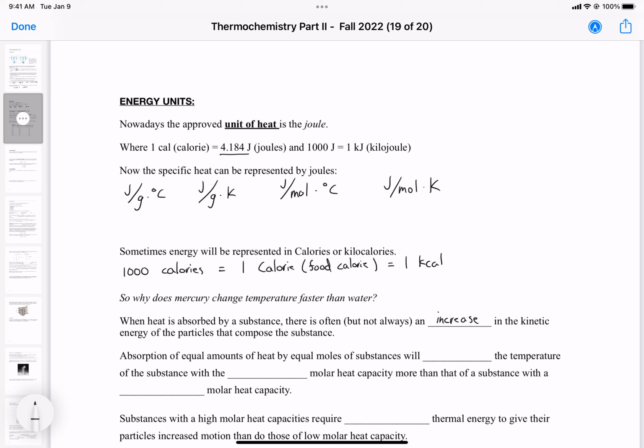All right. So absorption of equal amounts of heat by equal moles of substances will increase the temperature of the substance.